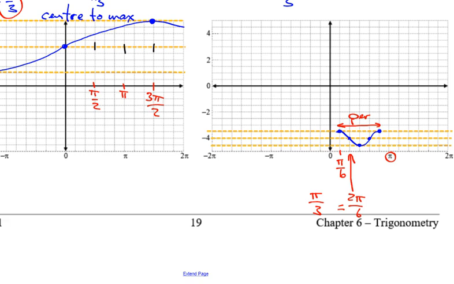And then I'm just going to keep that pattern going to sketch the rest of the graph. So it'll be center line, minimum, center line, max. And same thing in the negative direction. And then connect the dots with a smooth curve.